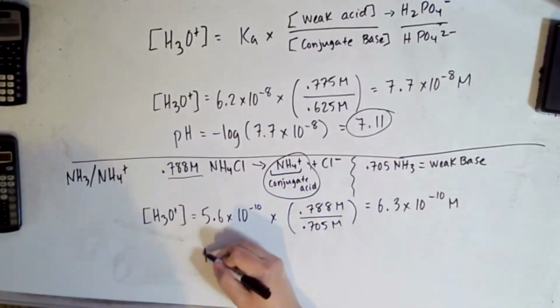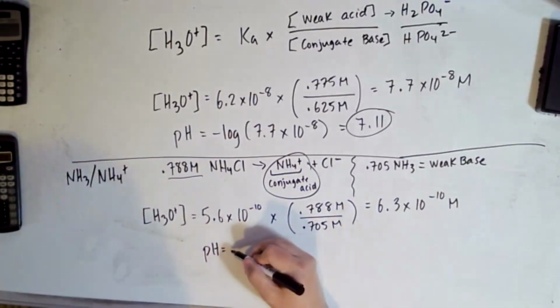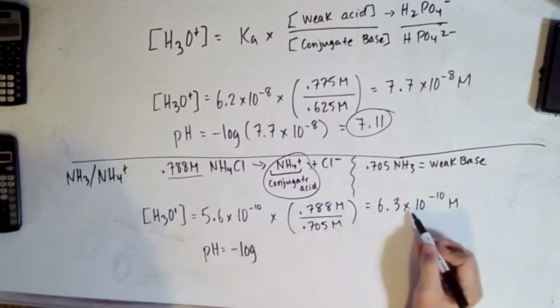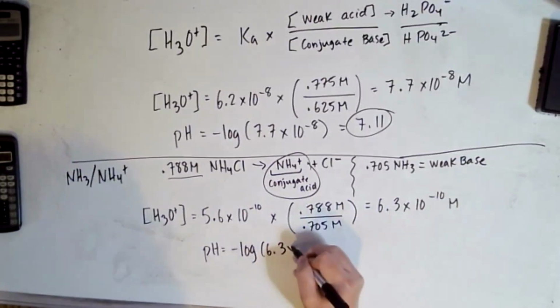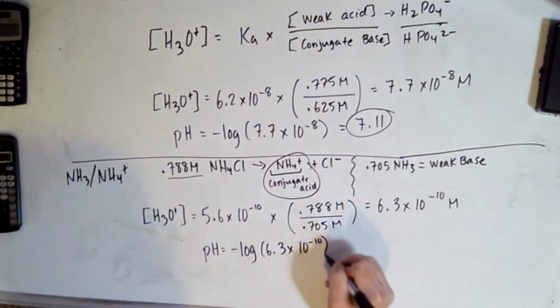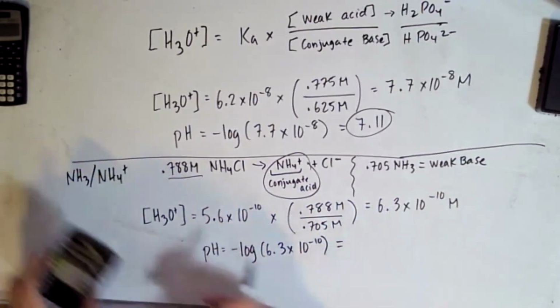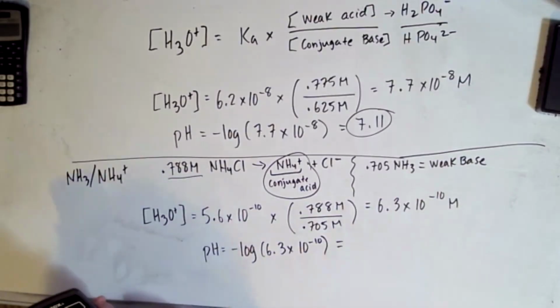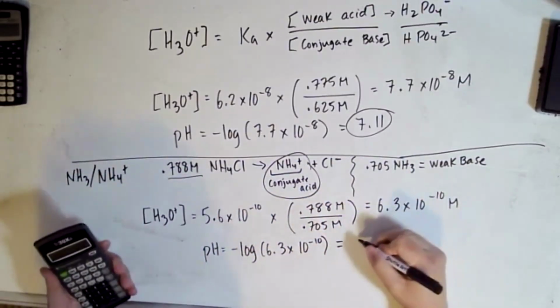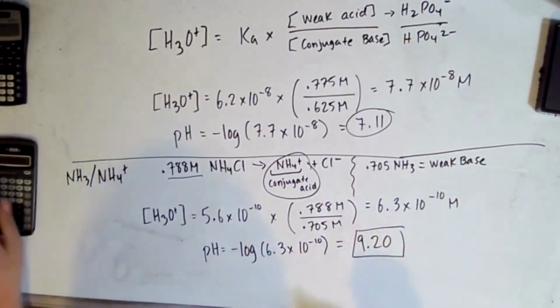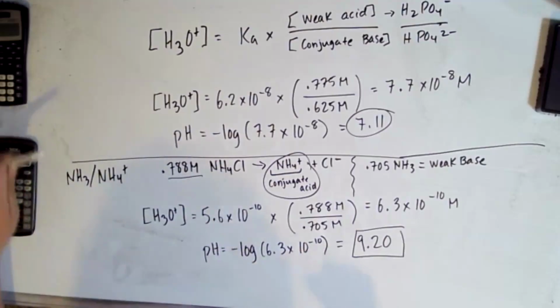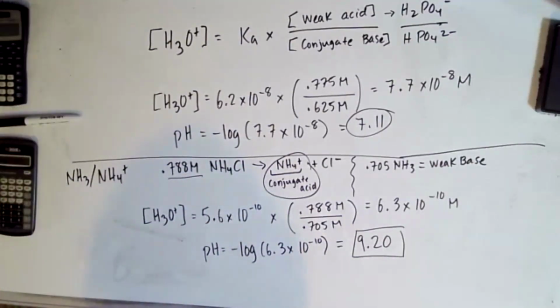So now to find our pH, it's going to be the negative log of our H3O plus concentration, which is going to be 9.20. So this is going to be the pH of our ammonium buffer system. Okay. And that is it on buffers. And that is it on chapter 11.